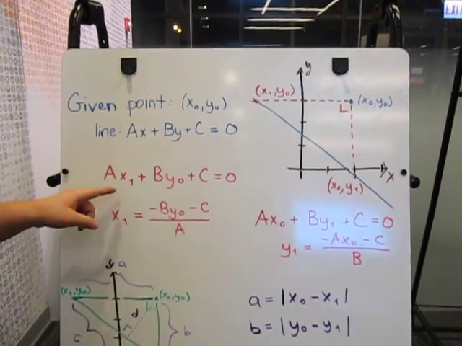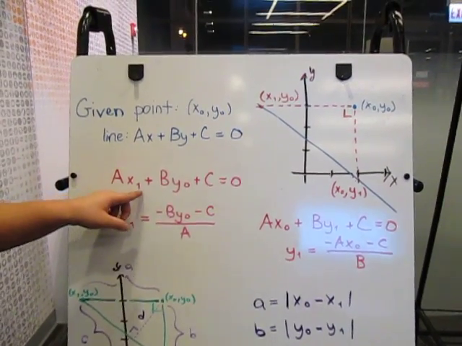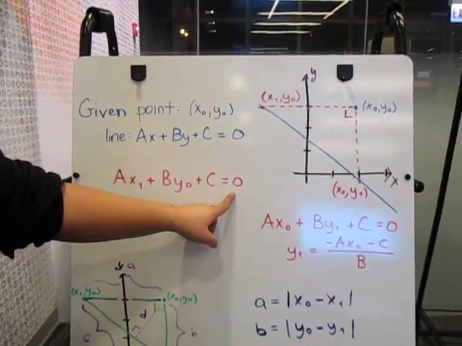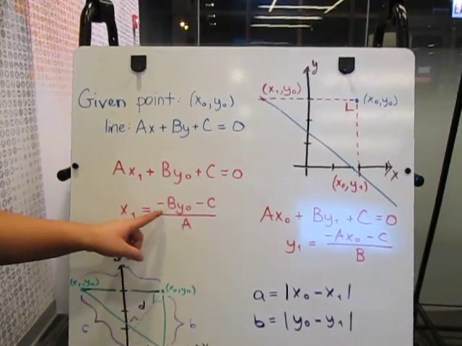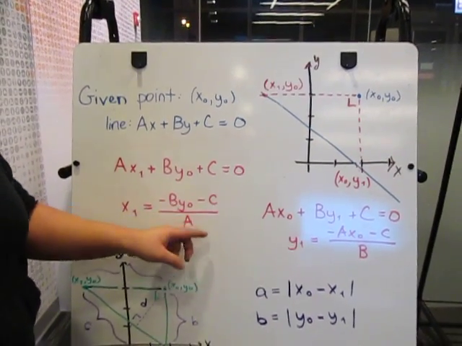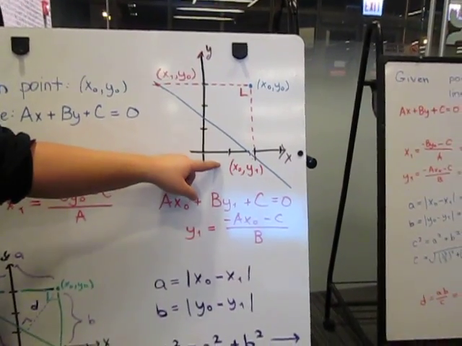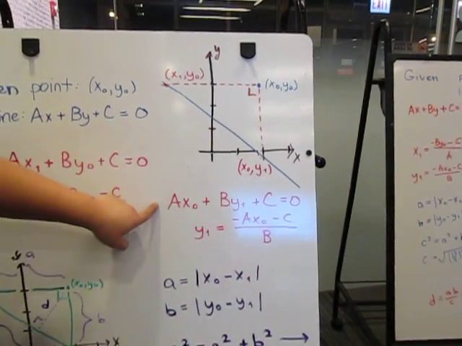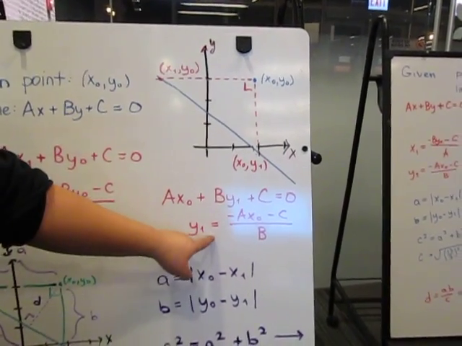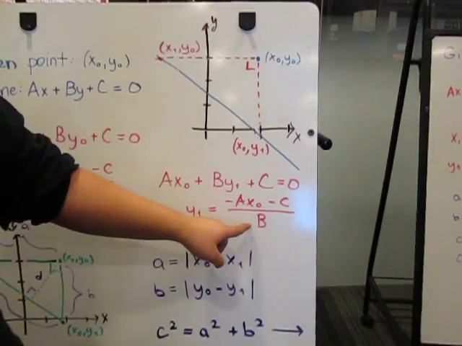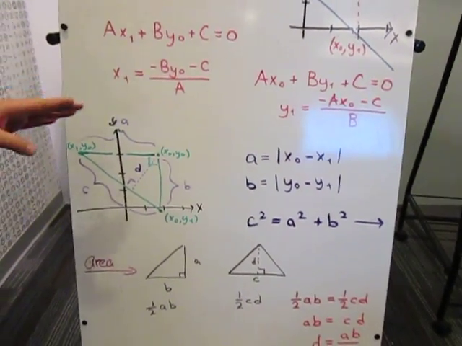So using our first point, x1, y0, we're going to plug it into our standard equation, ax1 plus by0 plus c equals 0. We're going to solve for x1, and it becomes minus b y0 minus c divided by a. Doing the same thing with our second point, x0, y1, we're plugging it into the standard equation, so it becomes this, and solving for y1, which becomes minus a x0 minus c divided by b. So that's our x1 and y1.